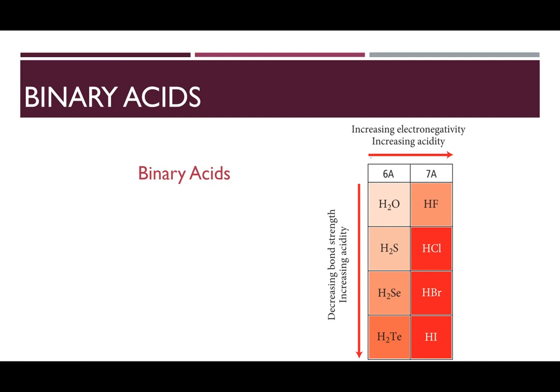So as we move from left to right, our electronegativity difference increases. As we move top to bottom, our bond strength decreases. So on this chart down here, this HI would be the strongest of the acids with having a high electronegativity difference and a decreased bond strength. And we see water would be on this chart the weakest of the quote unquote acids.